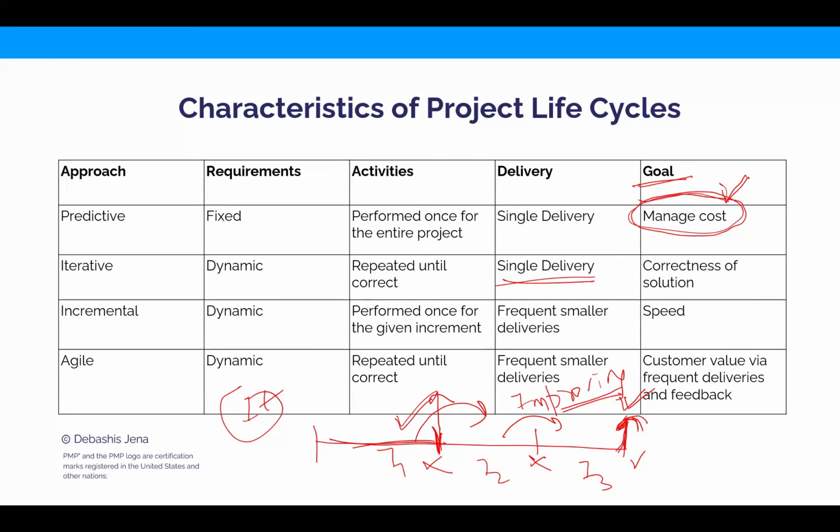Now take a look at iterative. What's the goal? Budget? No way. Then what? Correctness of solution. Correctness of solution is to be read as we want to build something excellent. We want to build a great product, an excellent product that would delight users.